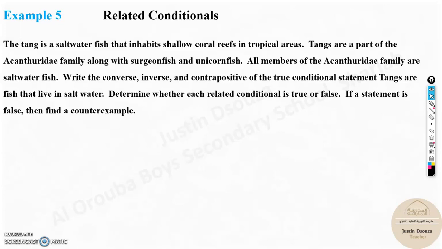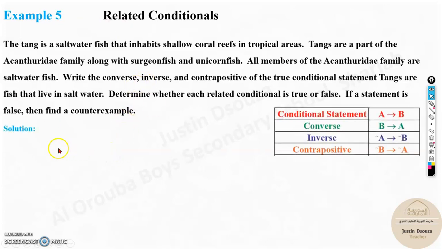This looks like a very huge kind of problem. Now, let's cut it down one by one. The main question is to write the converse, inverse, and contrapositive, and then to find whether each related conditional is true or false, checking the truth value. And if it is false, you need to give a counterexample. But everything will be given over here in the question. So now let's see one by one.